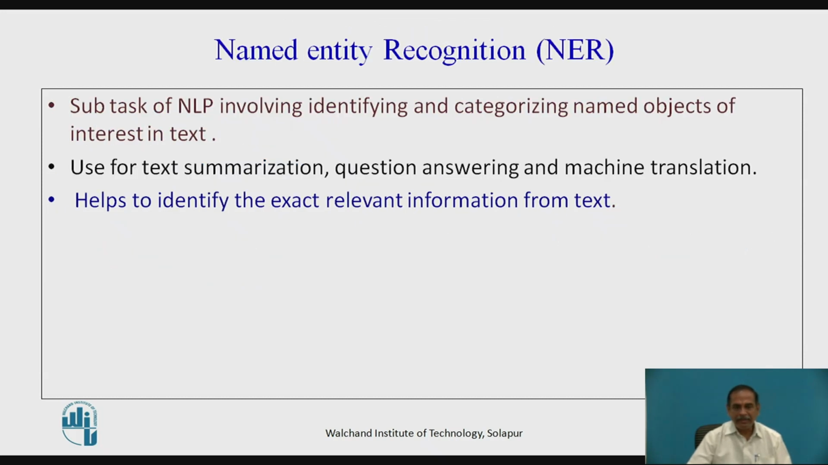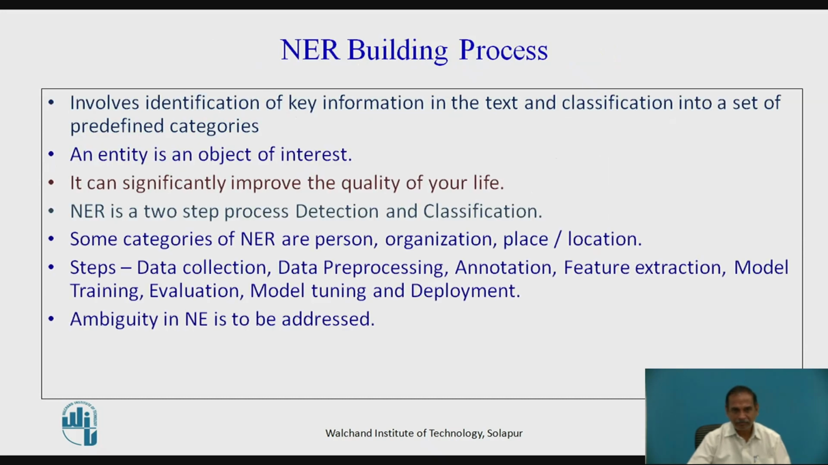Named entity recognition is one such model, where it is a subtask of natural language processing involving identifying and categorizing the named objects of interest in the text. It is used for various purposes like text summarization, question answering and machine translation. It helps to identify the exact relevant information from the text.